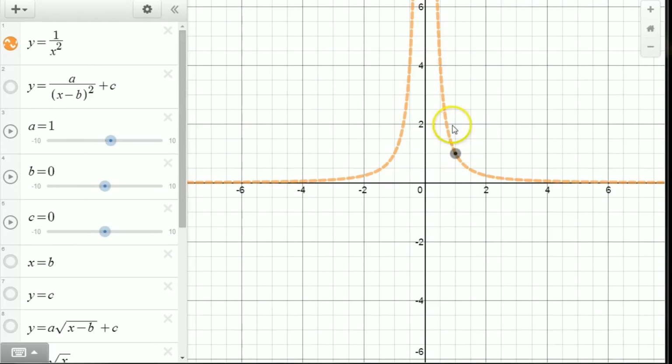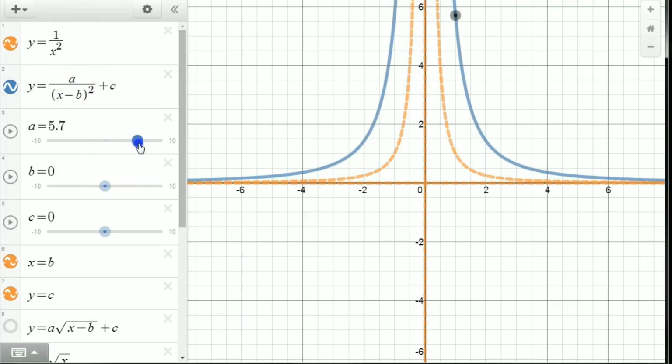The shape here of the graph, as we saw before, the horizontal asymptote and the vertical asymptote are in the same position. X can't be 0, y can't be 0. The power form of the truncus is y equals a over x minus b squared plus c. Let's have a look at what happens as we change the value of a.